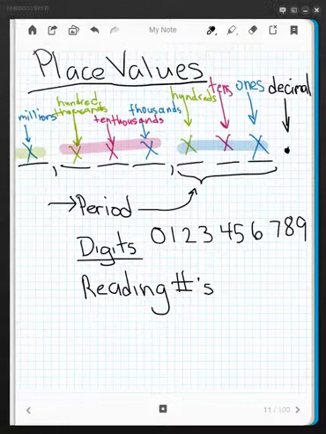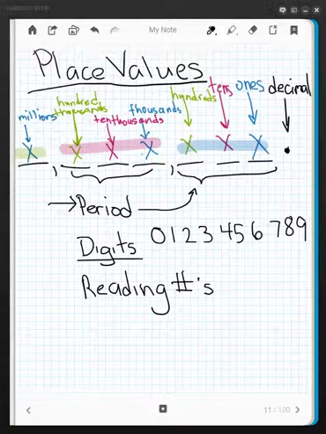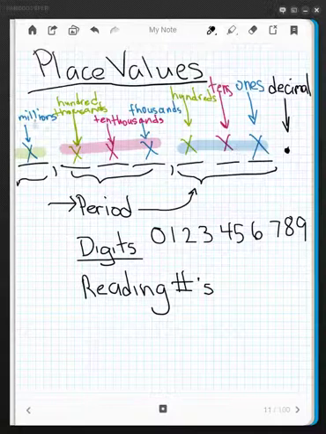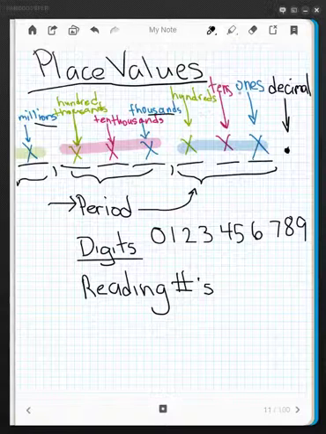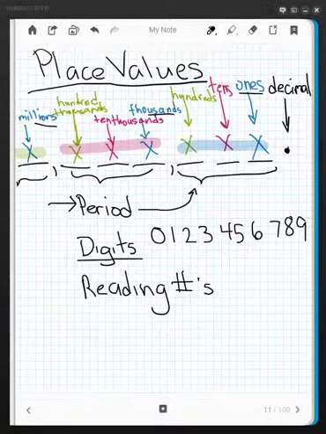This first one we would call the ones period, but we don't need to read the ones value when we read the period. The second one here is the thousands period, and the third one over here is what we call the millions period. So you'll see that the first value that we run across after every third is the name of a specific period.